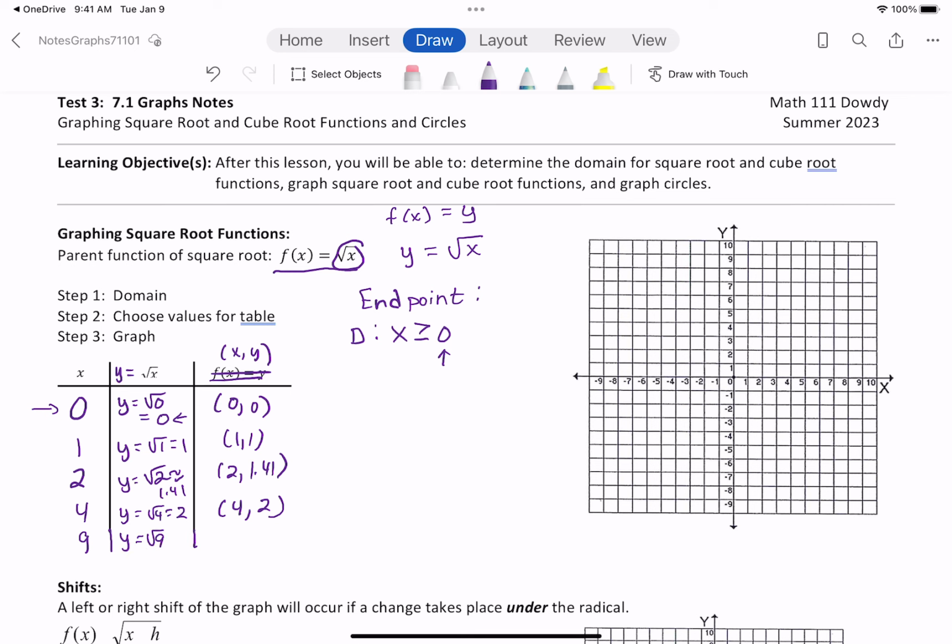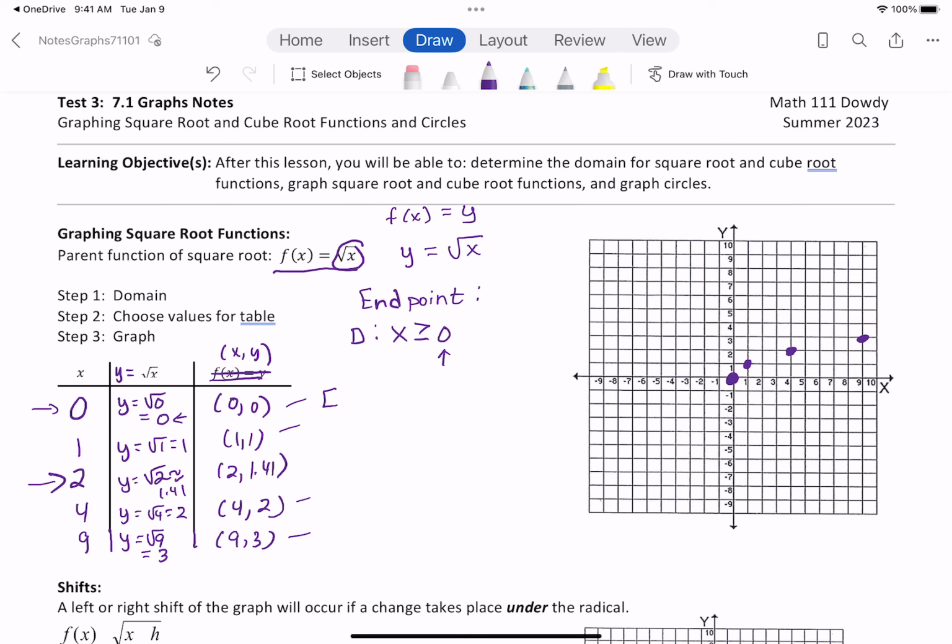So if I plug in 9, the square root of 9 is 3, and we get the point (9, 3). Alright, so I'm going to graph this one, this one, this one, and this one. I showed you this one as an illustration of why we really don't want to choose numbers that aren't perfect squares. So we have (0, 0), (1, 1), (4, 2), and (9, 3).